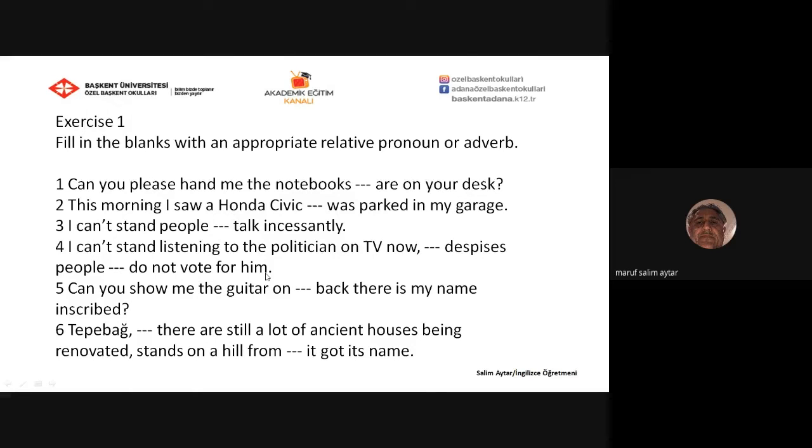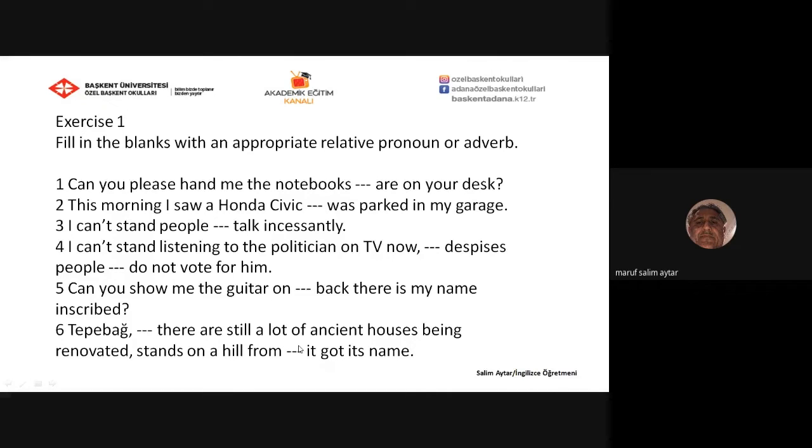Can you show me the guitar? Which guitar? On blah, blah, back, there is my name inscribed. So here, we need to use a relative pronoun which shows possession. Remember? Tepeba, it's a name, blah, blah. There are still a lot of ancient houses being renovated, stands on a hill from blah, blah, it got its name. Does it show a kind of place?